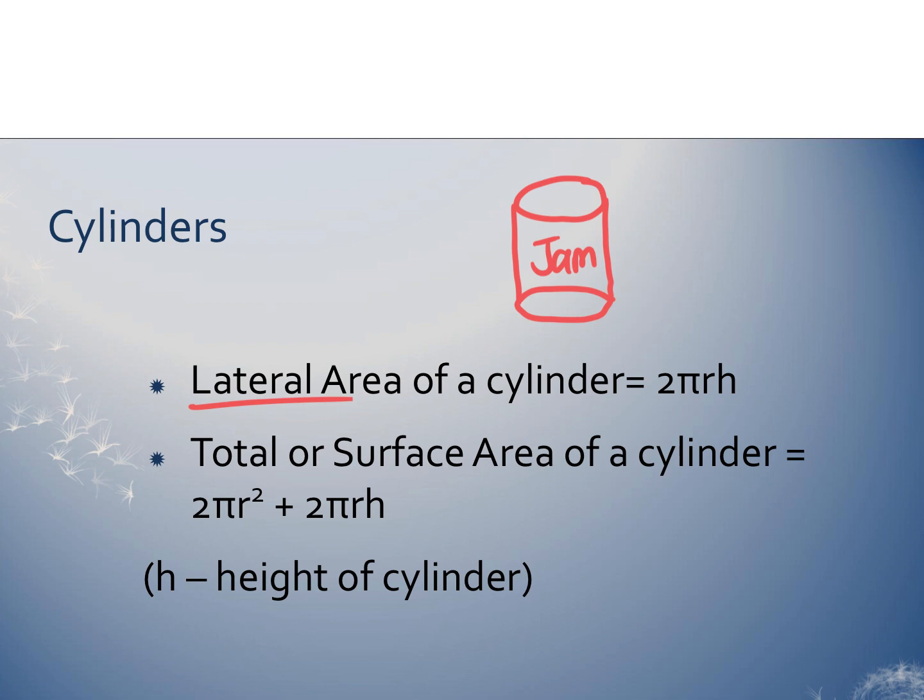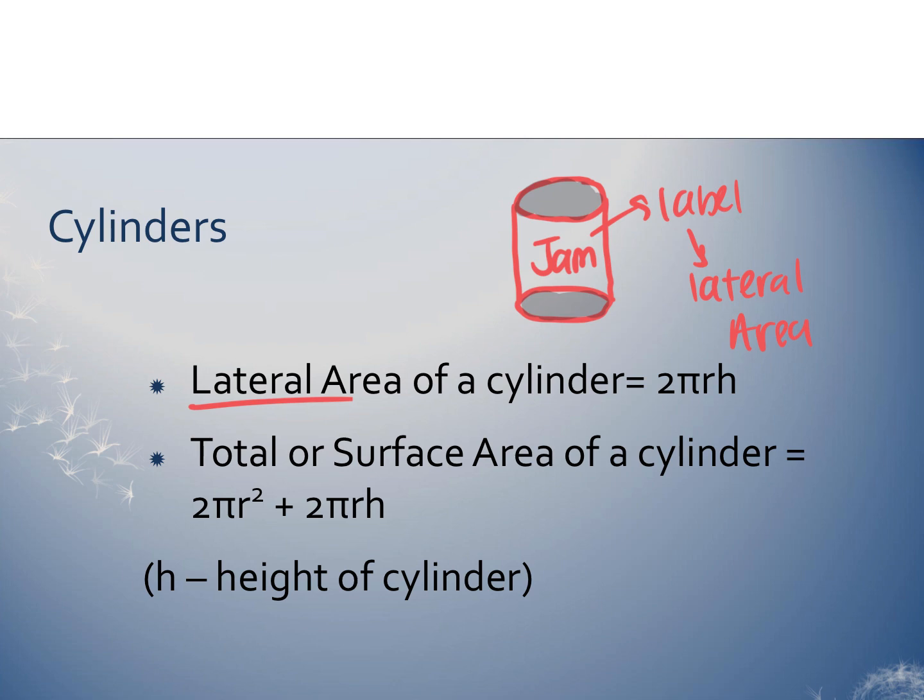Let's say this jam jar had a label that went all the way around the jar. The label that goes all the way around your jar is your lateral area. Does the label go on the top and the bottom of the jar most of the time? No, it only goes along the side. That is your lateral area. It is not the entire surface area of the jam jar, because it doesn't include the top of the jar. It's excluding this top base and this bottom base. It's only the label that goes around the cylinder.